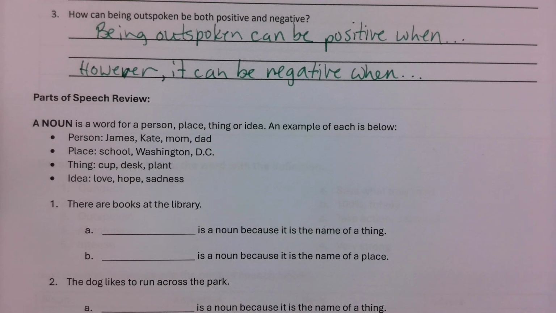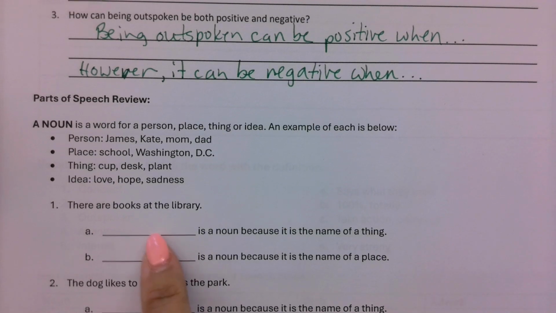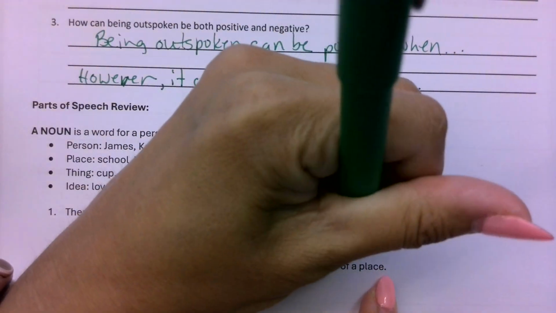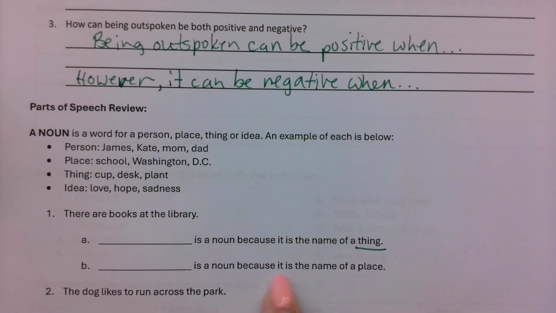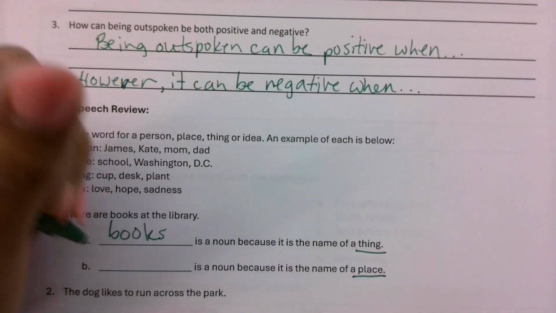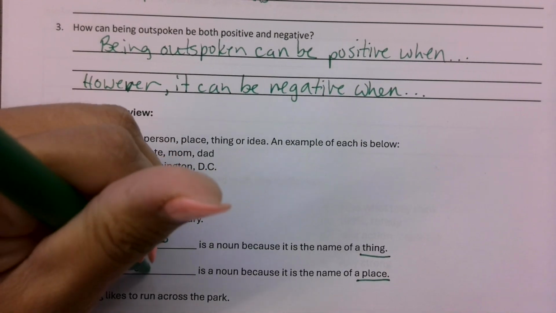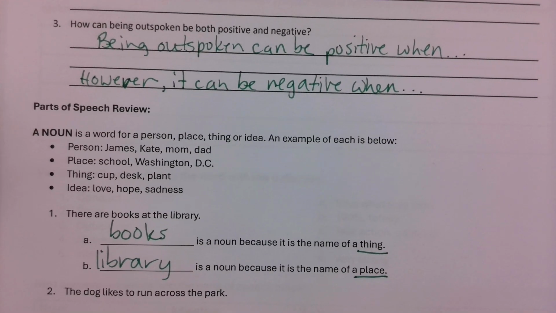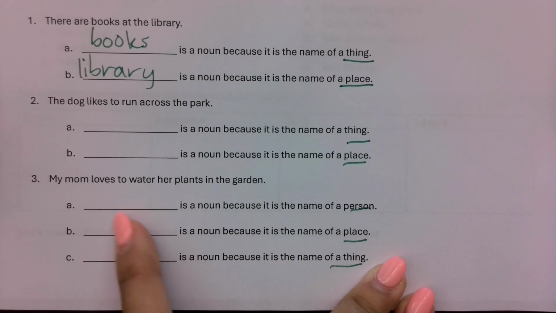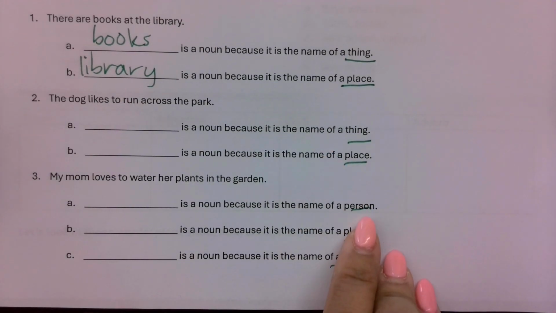All right, so there are books at the library. You want to figure out what are the nouns in this sentence. So I'm going to show you number 1, and then I'd like you to do 2 and 3 on your own. So there are books at the library. It says blank is a noun because it is the name of a thing. So I'm looking for something that's a thing. And then blank is a noun because it is the name of a place. The thing that I see here is books. So books is a noun, and library is the place. All right? So down below for 2 and 3, look at what it's asking you to find, and then go back up into your sentence and look and see where you can find a thing and a place, person, place, or thing. All right? That's it for your homework.